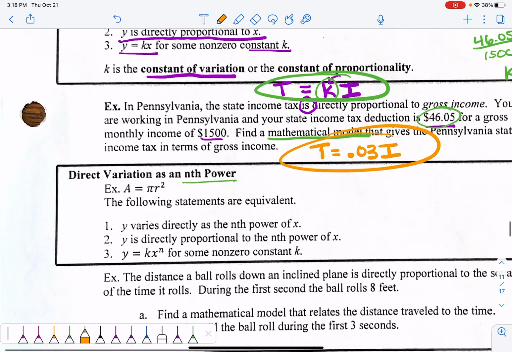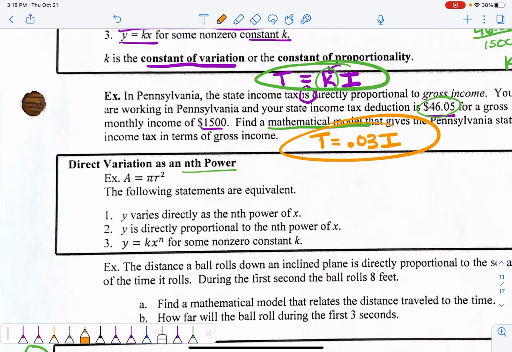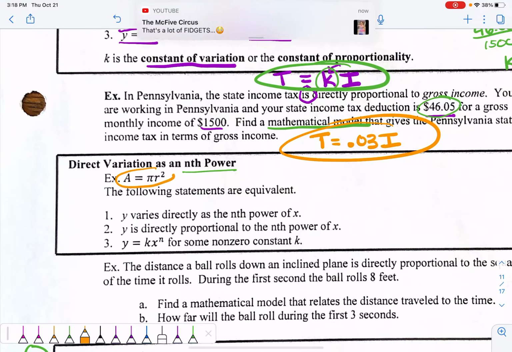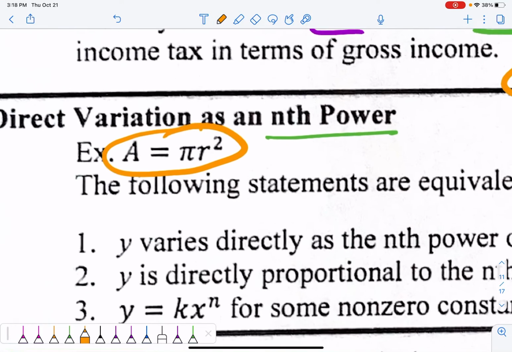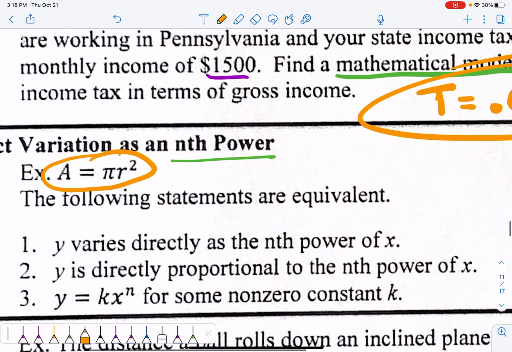Now down here they have direct variation as an nth power, and they say, this is one really good example, that the area of a circle is pi r squared. Now the variables that I have going on here in area equals pi r squared are area and the radius, right?